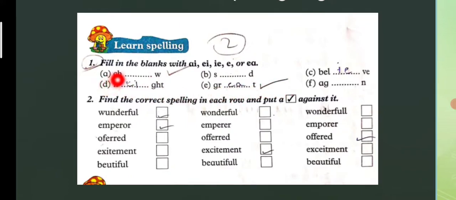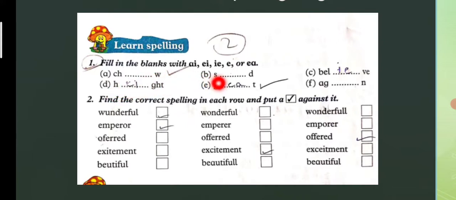Okay, the first word is C-H-W. यहाँ पे क्या word हो सकता है? These words are from your chapter. First word will be C-H-W. You have to guess it. क्या हो सकता है? हमने इसमें क्या पढ़ा था? C से related word. Yes, chew.